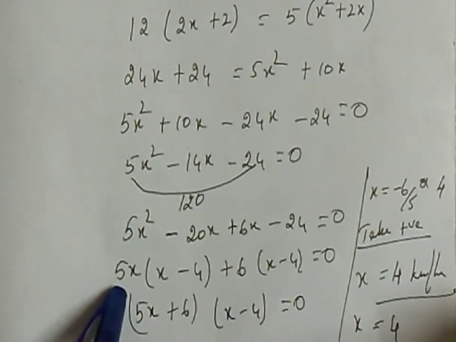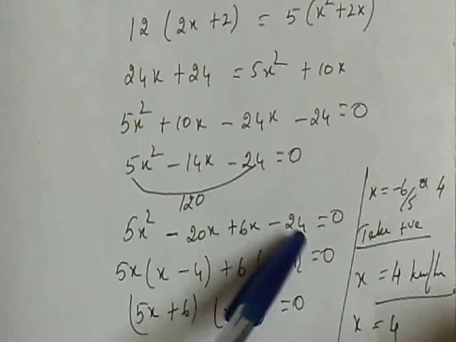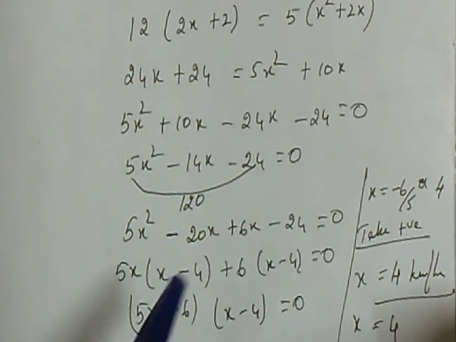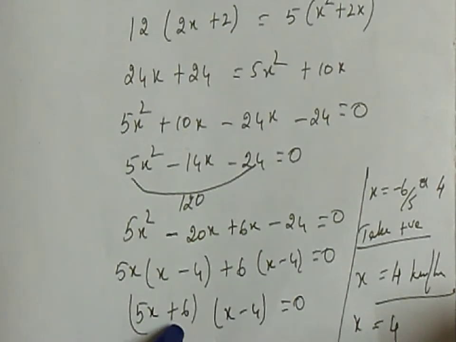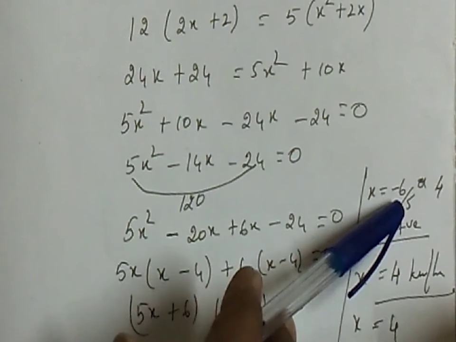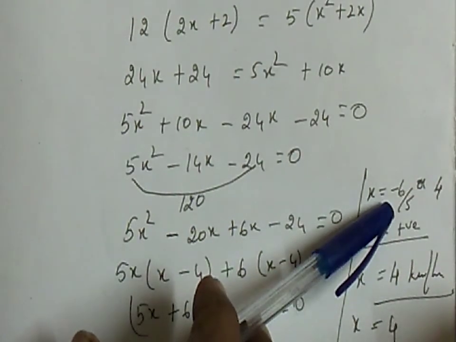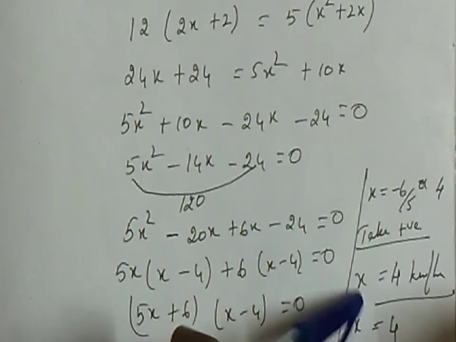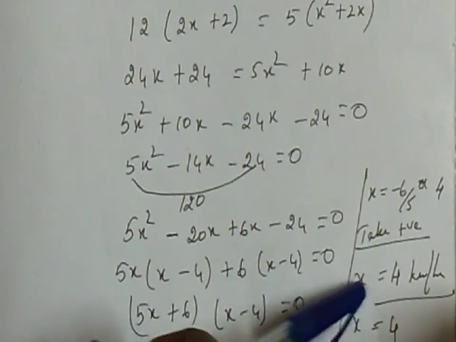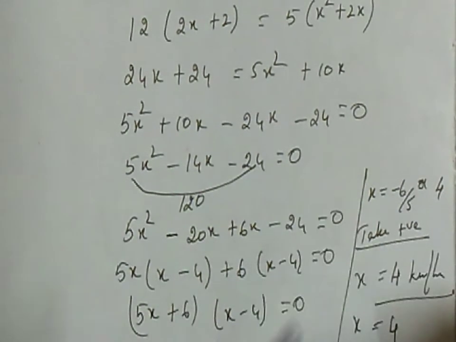Now in this, 5x common and x minus 4 in the bracket. Plus here 6 common, x minus 4 in the bracket is equal to 0. Then you will get 5x plus 6 and x minus 4. Now what is the x value? Minus 6 upon 5 or 4. Leave the negative one, take the positive. Therefore x is equal to 4 km per hour. They ask you to find the x value. What is this x? 4 km per hour.